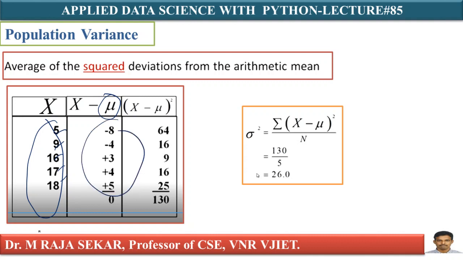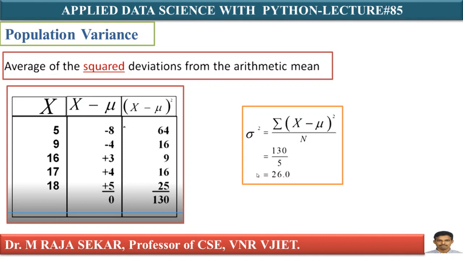Let me recall my previous lecture. In the case of mean absolute deviation, we took positive values. Instead of minus 8, we consider it as plus 8, minus 4 as plus 4, like that. Instead of the mod value, here we are taking the square. Why do we have to take the square? What's the reason? We are squaring the deviation.